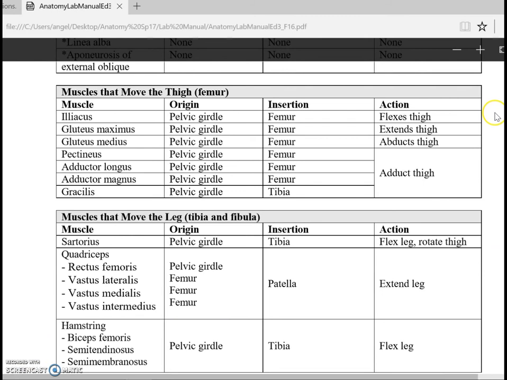Let's take a look at one more example. Notice over here in the action you see flex the thigh and extend the thigh. So you should automatically be thinking, okay, this is an agonist-antagonist pair. So these do the opposite. And you take a look over here, so iliacus and gluteus maximus are agonist-antagonist pairs. So whatever the action is that you're doing, that would be the agonist, and the other muscle would be the antagonist.